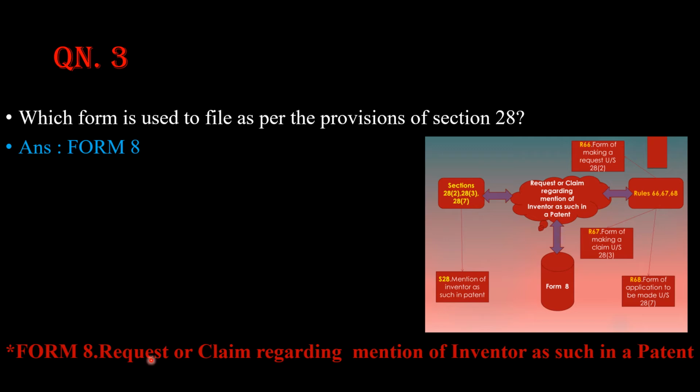Question number 3. Which form is used to file as per the provisions of section 28? The answer is Form 8. And what is Form 8? The title is Request or Claim regarding mention of inventor as such in a patent. You can refer to this picture also.